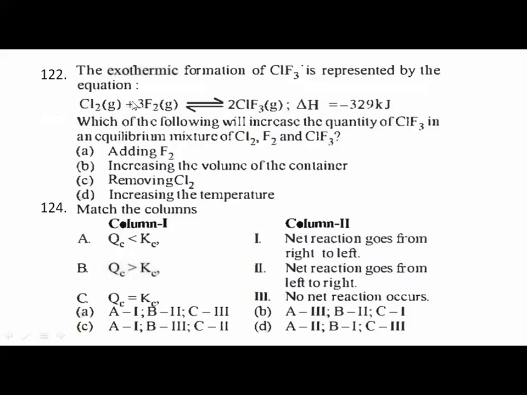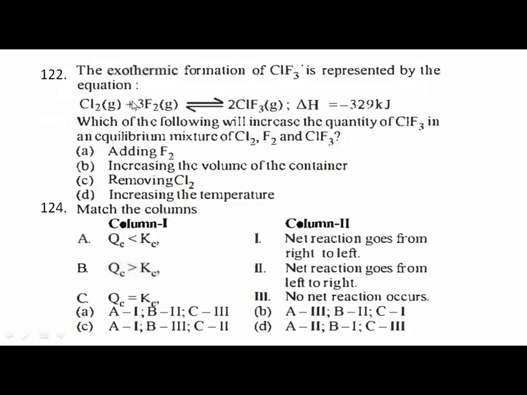So the exothermic reaction is being given for ClF3, represented by the equation Cl2 plus 3F2 gives 2ClF3. Which of the following will increase the quantity of ClF3 in an equilibrium mixture of Cl2 and F2? That means where the product formation is more. Forward reaction has to be favored.